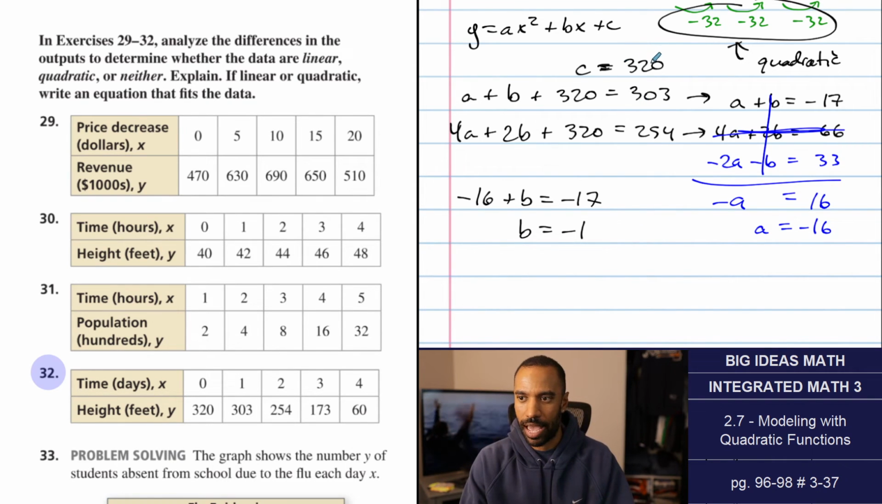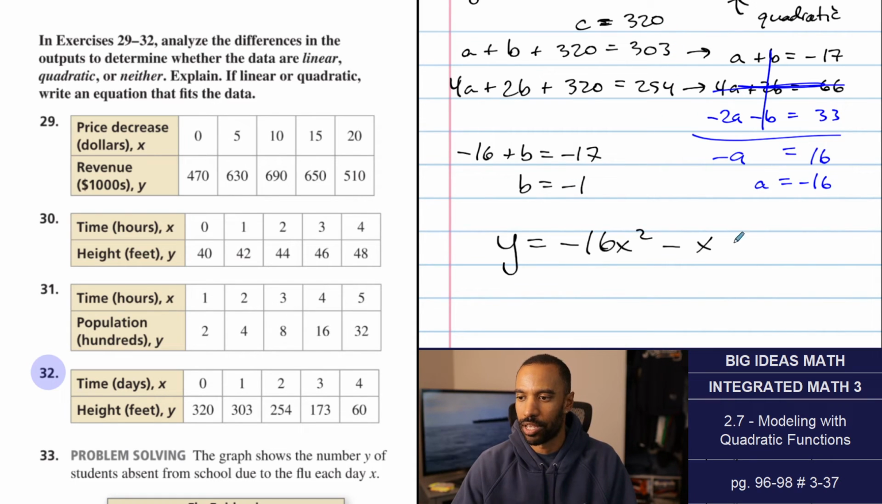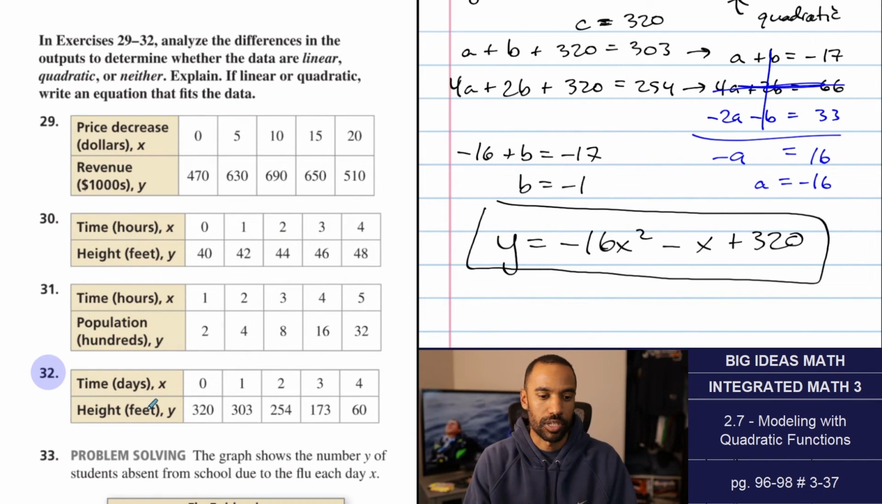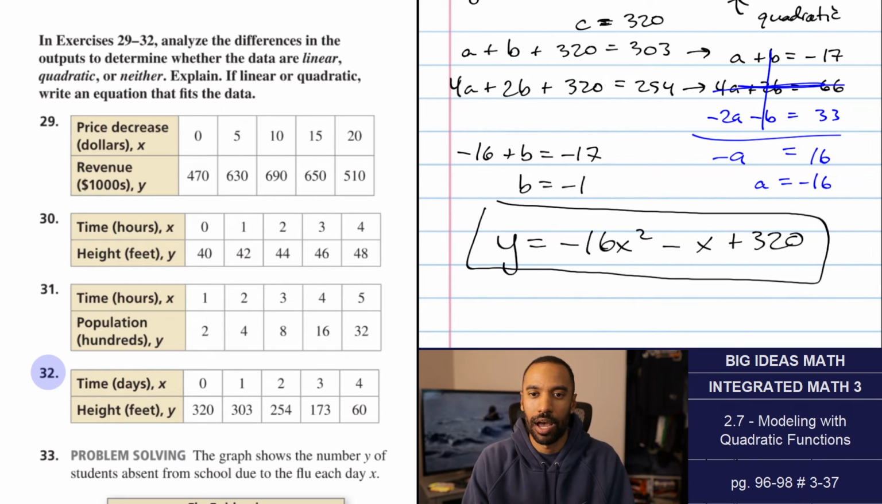So my equation now with the 320 will be y equals negative 16x squared minus x plus 320. And 320, therefore, is the y-intercept. Not the y-intercept, is the vertex? Yeah, it's the y-intercept. I don't know if it's the vertex, but it's not the vertex, it's the y-intercept of this thing. I'm speaking too much. Okay.